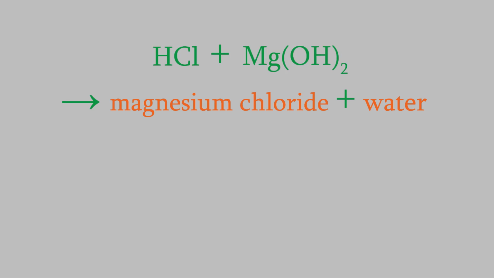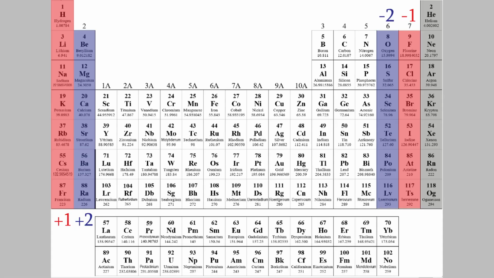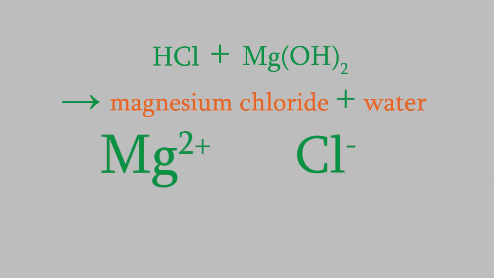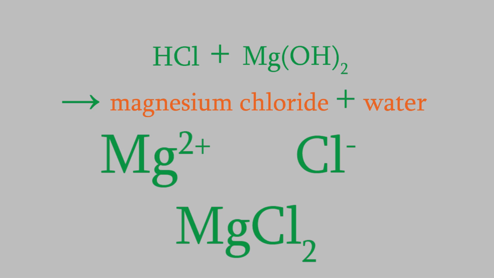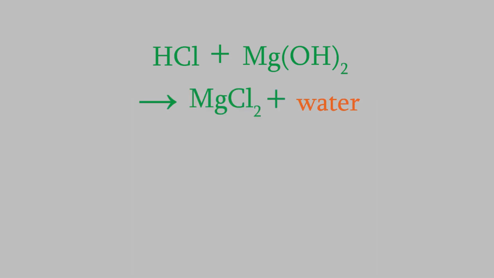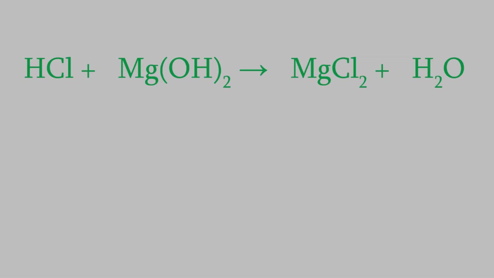Okay, next we'll do magnesium chloride. This is another ionic compound with magnesium +2 and also chloride. The periodic table tells us that the chloride has a charge of -1. So, to make the charges cancel out, the formula will have to be MgCl2. And our last molecule is water, which you already know has a formula of H2O. So here's our reaction, and now we just need to balance it.